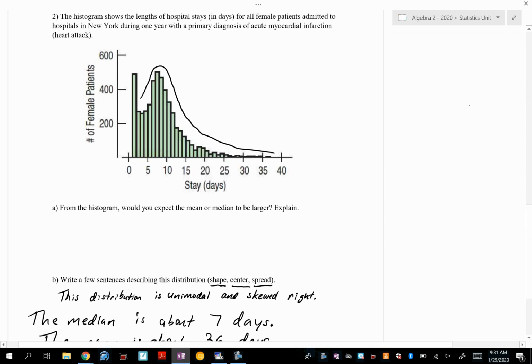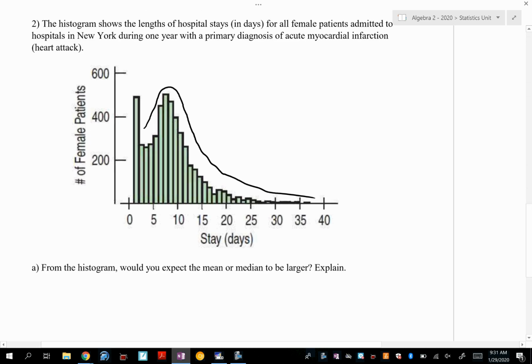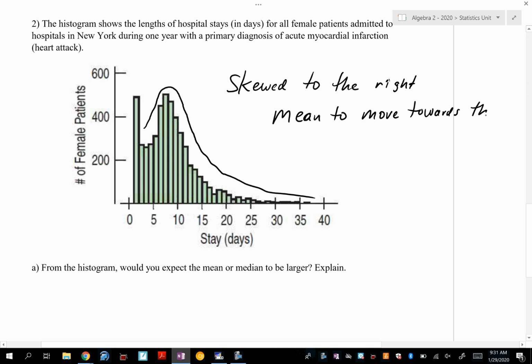Okay, let's go back to A. Now, what we just did really is not on the SAT. What we're about to do here is on the SAT. Remember, you told me this was skewed to the right. Now the reason this is important is because that skewness is going to mess with some of our statistics. More specifically, it's going to cause the mean to move towards the skewness. And what I mean by that is that number is going to be pulled to the right.